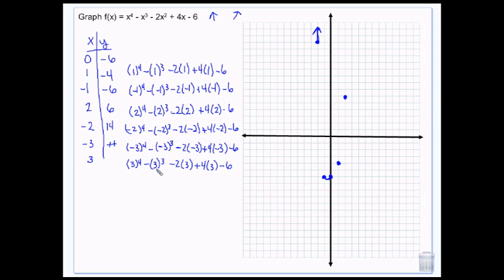Okay, so I have 81 minus 27, which is 54, minus 6, which is 48, plus 12, which is 60, minus 6, so that's also highly positive. So we'll just stop there.